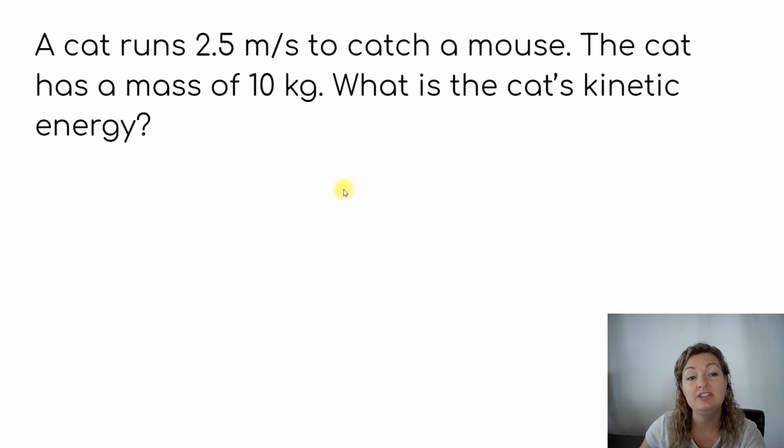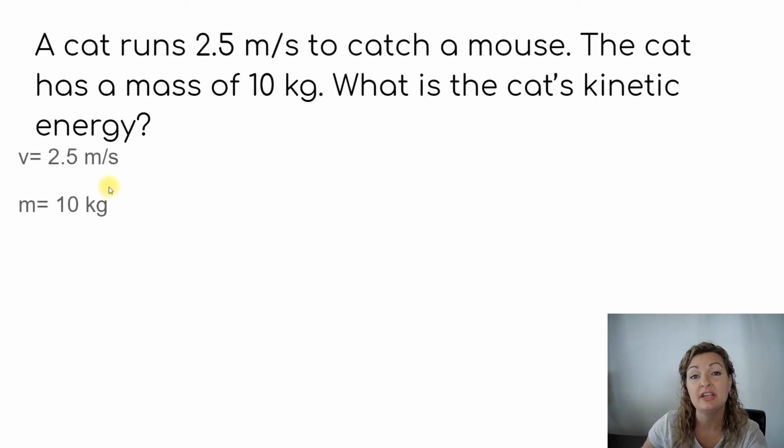So the very first one we get to is 2.5 meters per second. Now meters per second is a measurement of velocity. So we're going to go ahead and write v equals 2.5 meters per second. The second number that we get to is going to be 10 kilograms. And kilograms is a measurement of mass. So go ahead and write m equals 10 kilograms. Now that's all the numbers that it gives us.